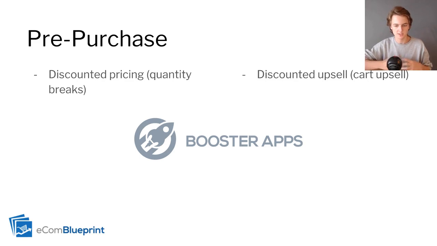So what you can do is set up, let's say, discounted pricing, so quantity breaks. You can set that up and let it run for 2 days and see what your average order value is over those 2 days. And then switch to a discounted cart upsell, and I'm going to show you an example for both once again. Leave that going for 2 days, and then see which one gives you the best average order value. Is it the discounted pricing or the discounted upsell?